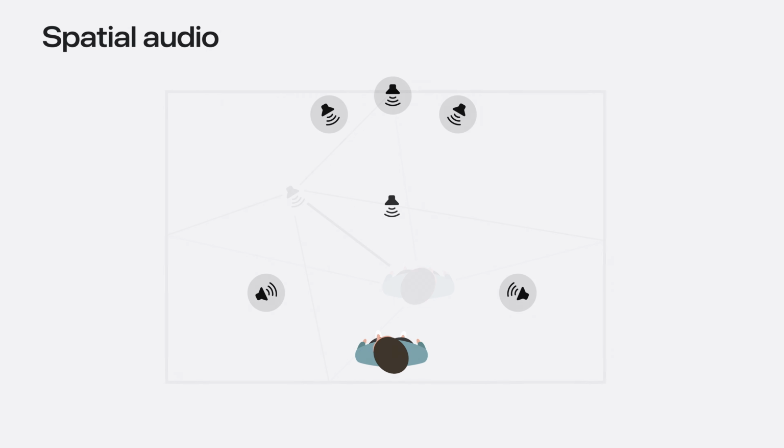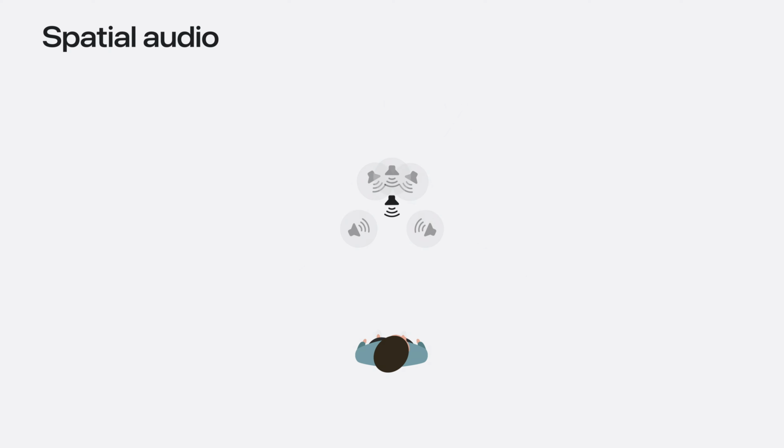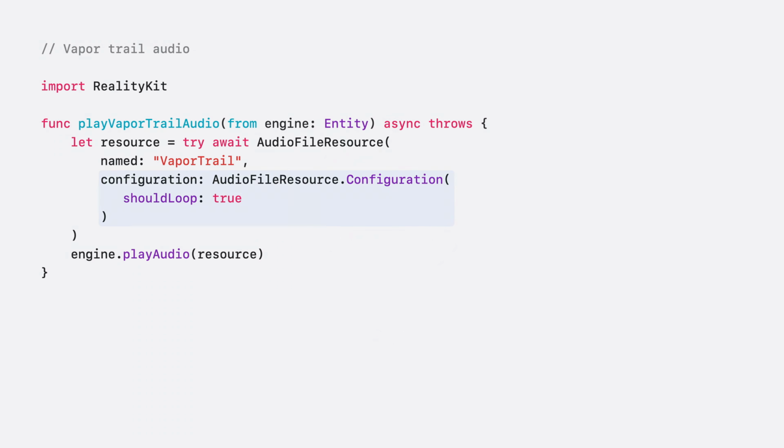One thing to note is that audio played spatially is mixed down to a single mono channel before being spatialized. It is recommended to author mono files to ensure no unexpected mixdown artifacts are added in the spatial rendering. Our vapor trail audio file is short and is authored to loop seamlessly without any pops and clicks. You can set the should loop property on the audio file resource configuration to make this short file play as if it were a continuous noisy sound.